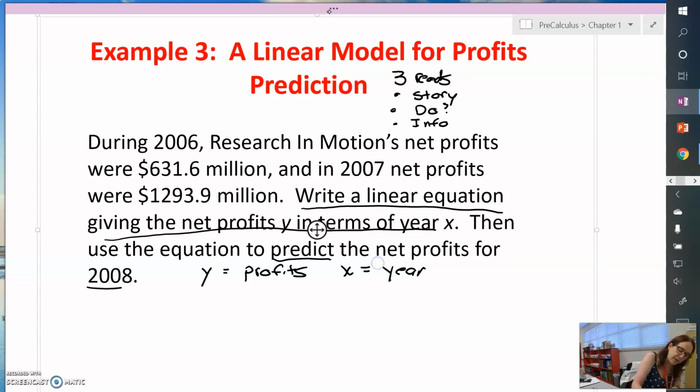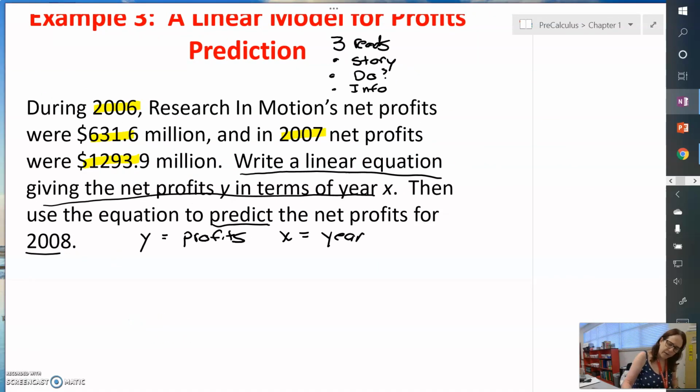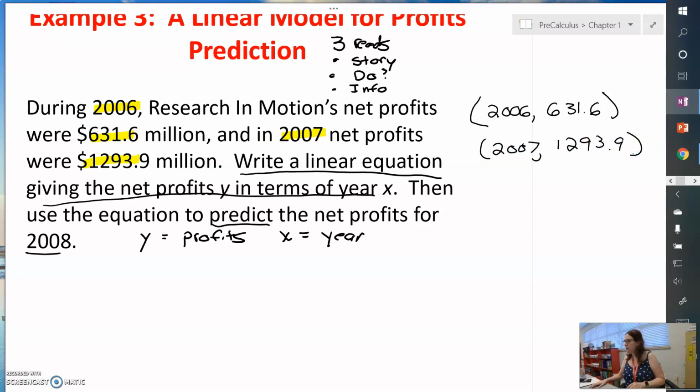I have 2006 and $631.6 million. I then have 2007 and $1,293.9 million. So I'm going to use that to come up with points. So here is our points. I'm going to write it over here on this side. We have 2006, 631.6. That's 1 point. We have 2007, 1,293.9. That's the other point. But at this time, you want to grab your calculator.